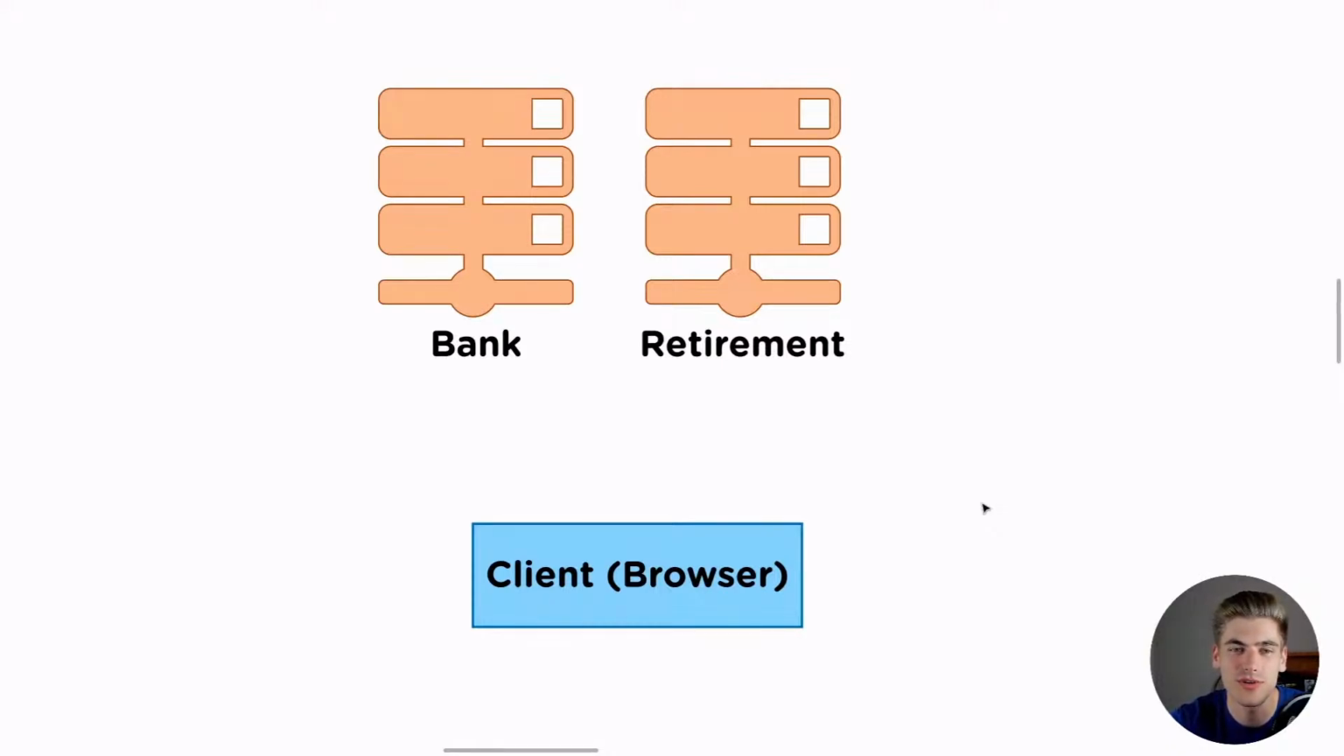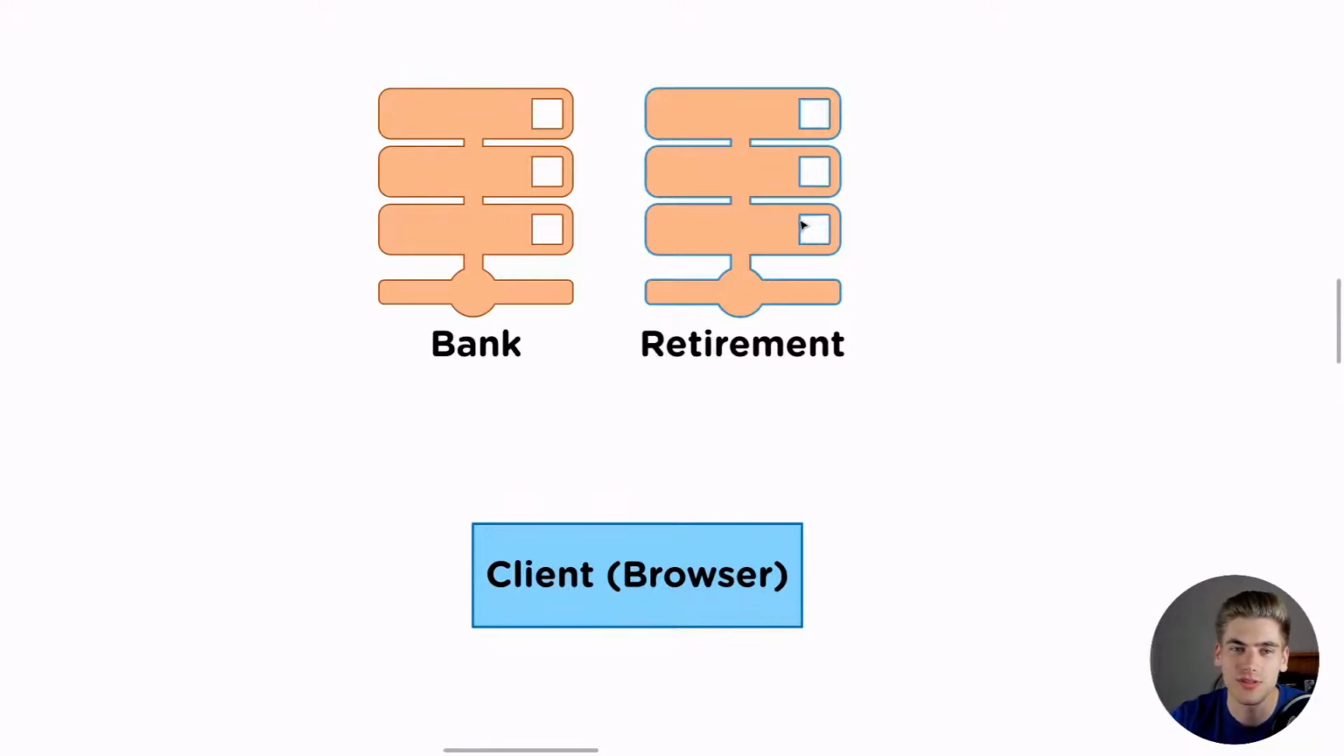Here we have two different servers. We have a bank that owns a server that runs all of their banking applications, their banking website, all of the bank information you could think of. But they also own a separate server, and this takes care of all of their retirement plans. They allow people to invest and do retirement plans on a completely separate web application.